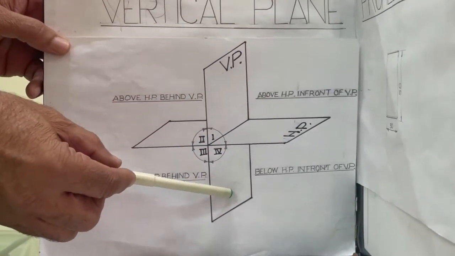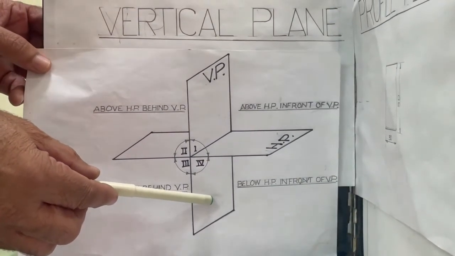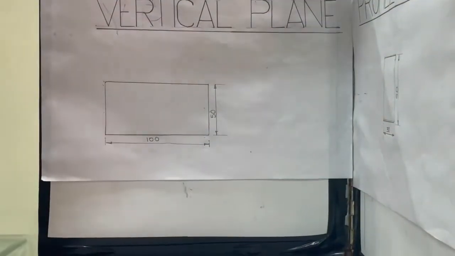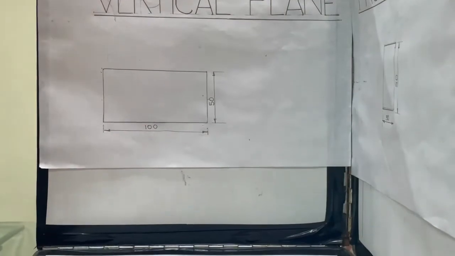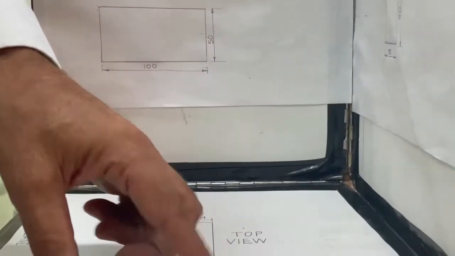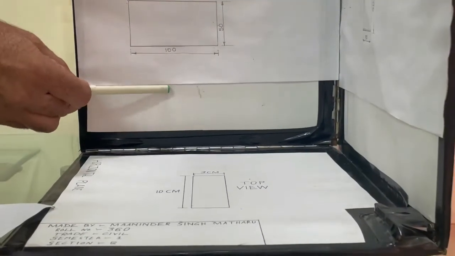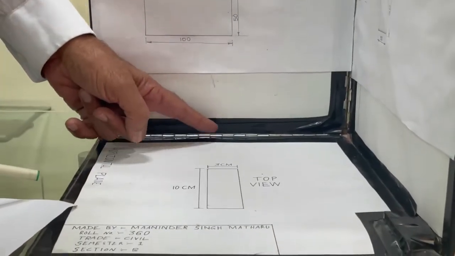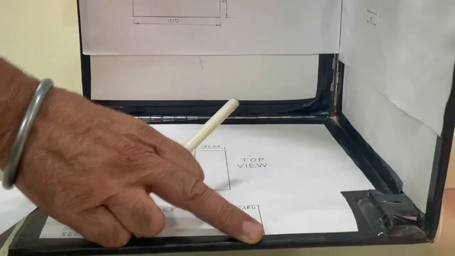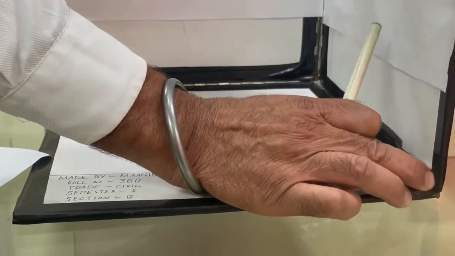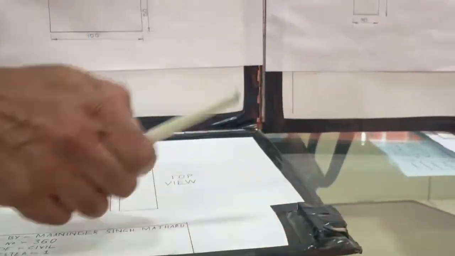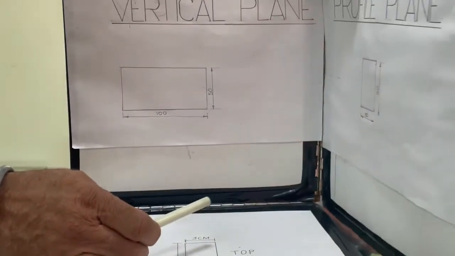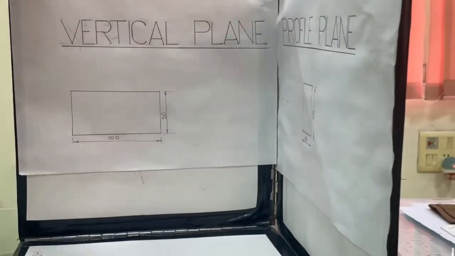For this explanation, I will explain by this model. You can see over here, this is my horizontal plane, this one is my vertical plane. Both are perpendicular to each other, and this third one is my profile plane, which is also perpendicular to both the horizontal and vertical planes. So for this, first of all, I am going to start the first angle projection.